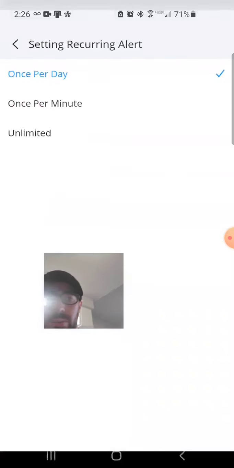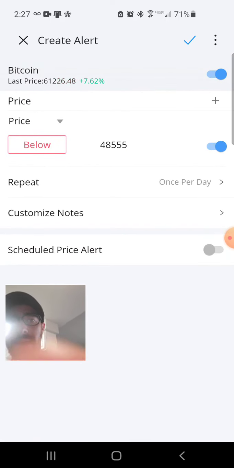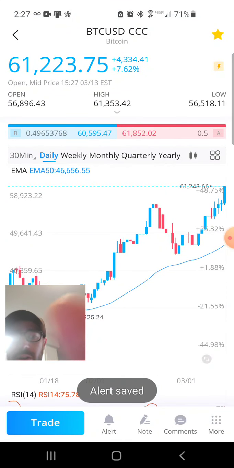So I can put repeat once per minute, unlimited. That would get very annoying. So once per day is good. And I hit check. All right, so the alert's saved.